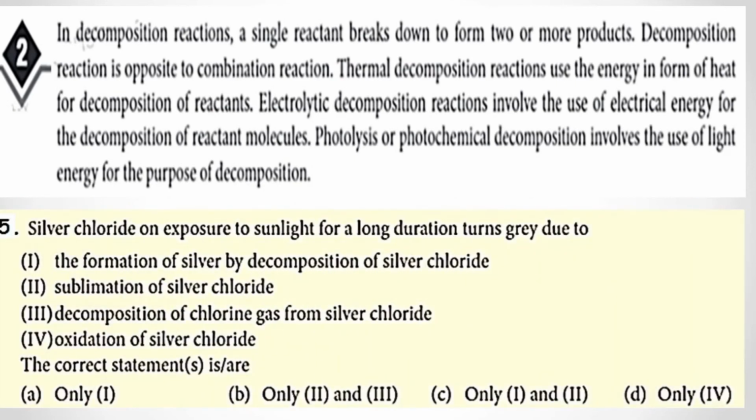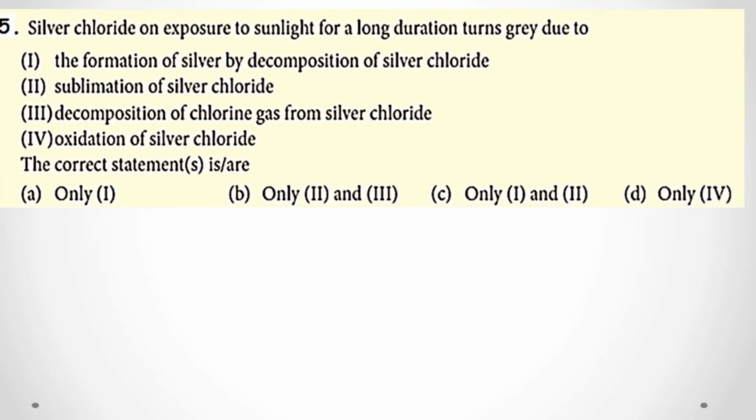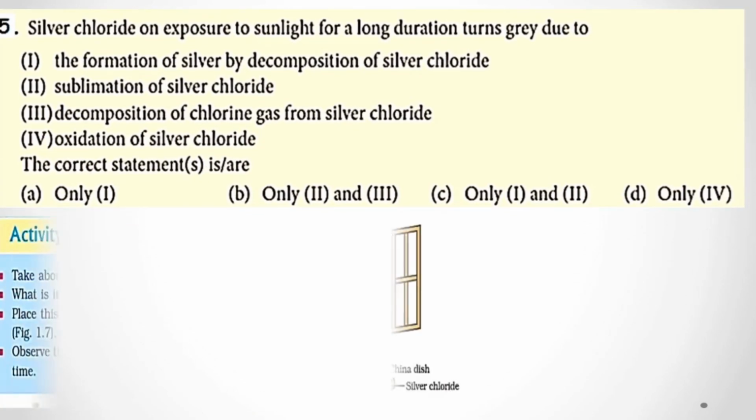Question number 5. Silver chloride on exposure to sunlight for long duration turns grey due to statements 1, 2, 3 and 4. 1. The formation of silver by decomposition of silver chloride. 2. Sublimation of silver chloride. 3. Decomposition of chloride gas from silver chloride. And 4. Oxidation of silver chloride.